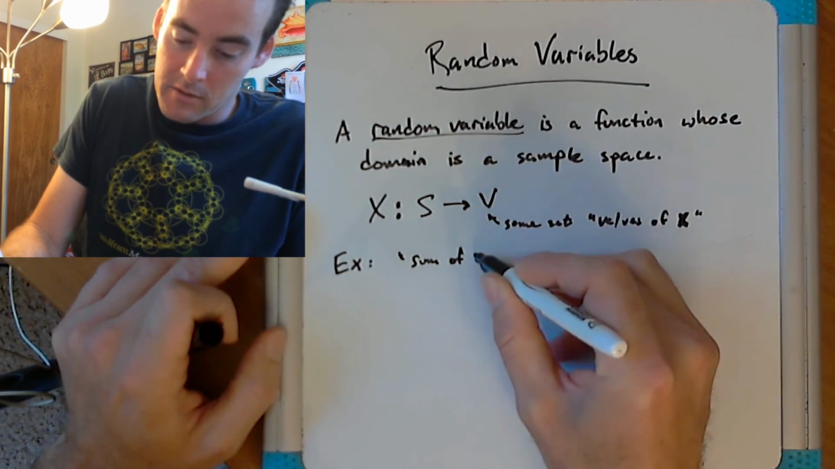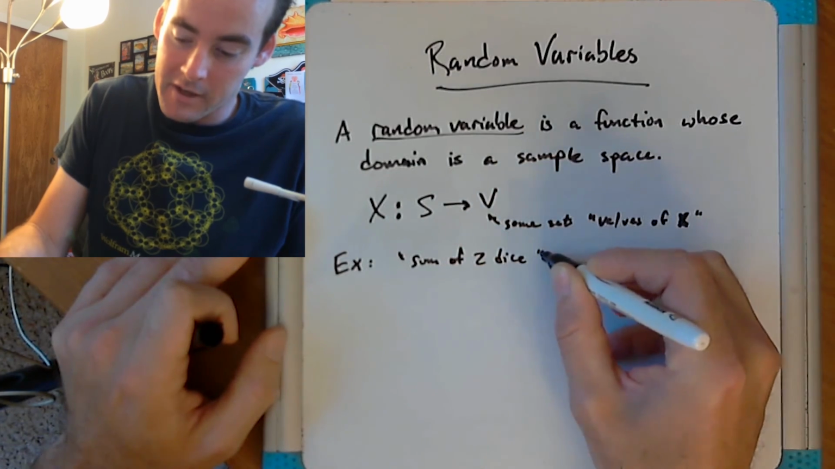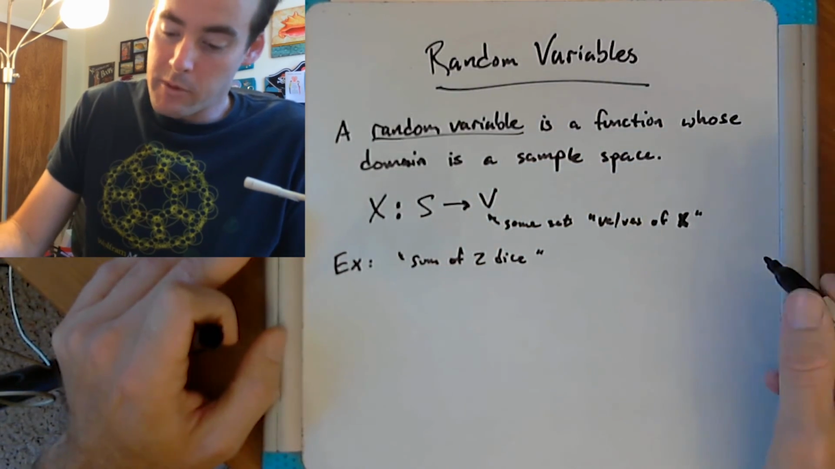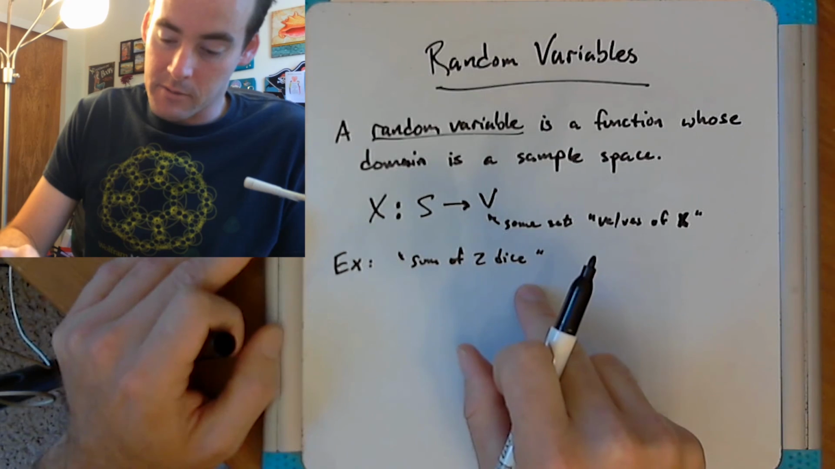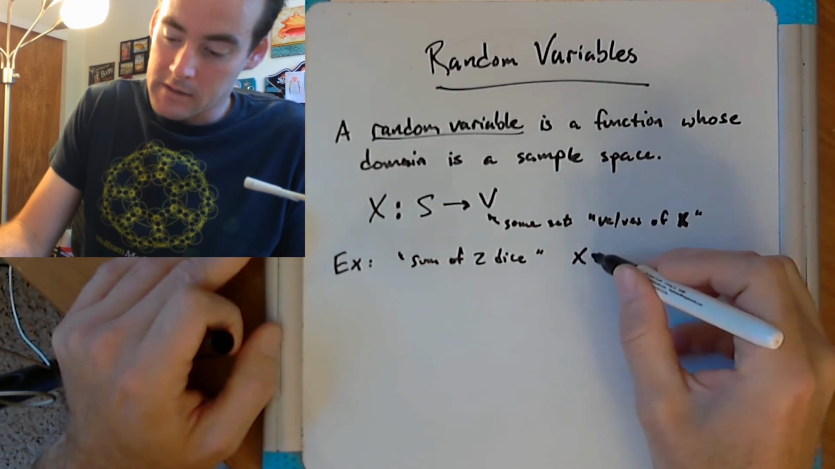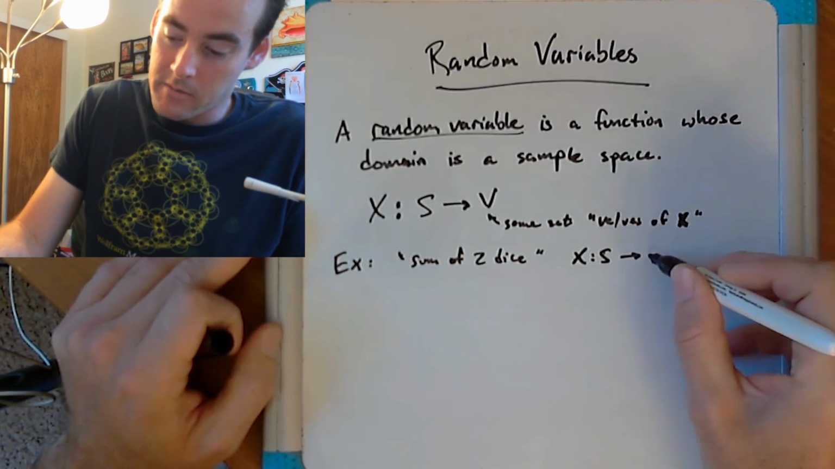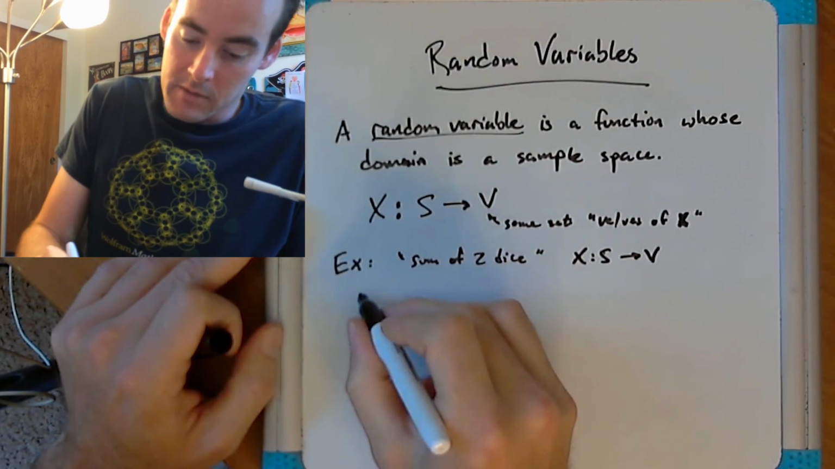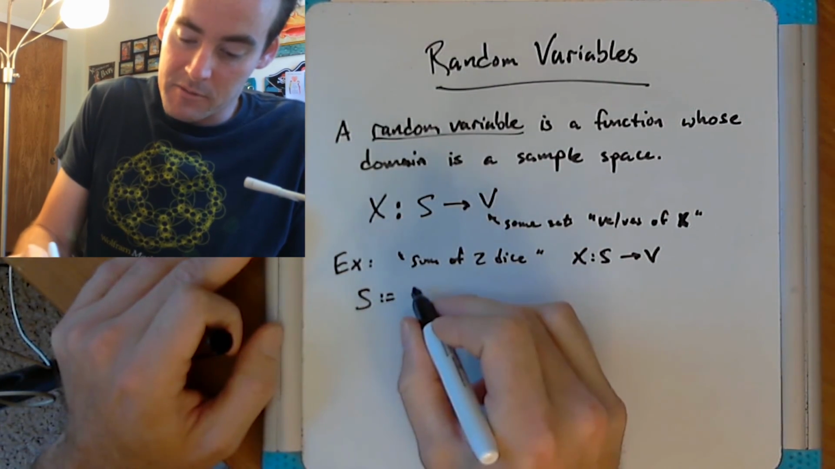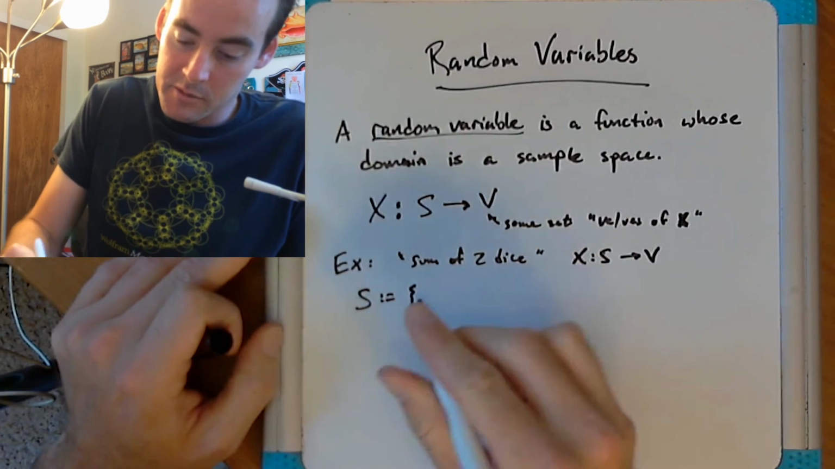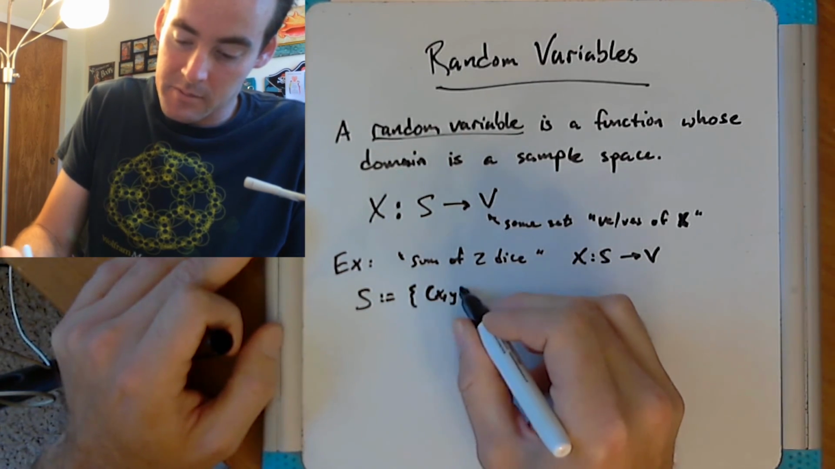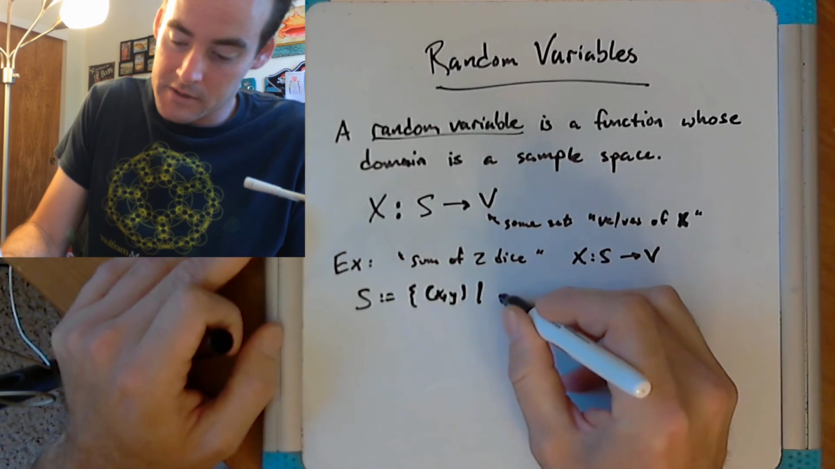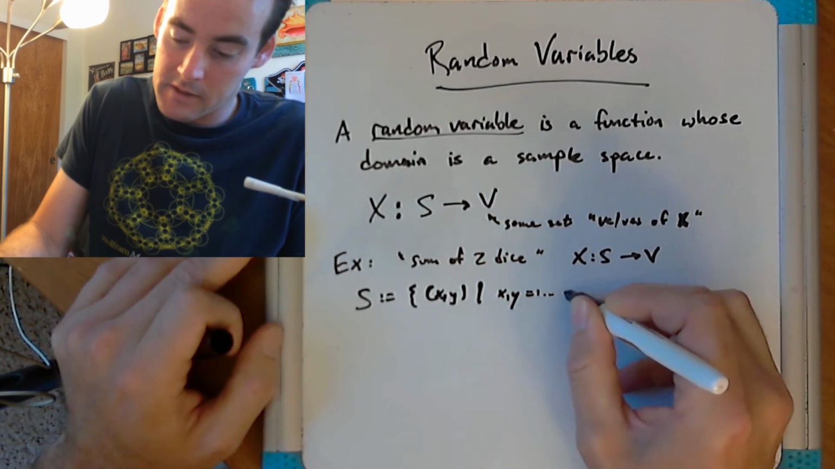Consider the sum of two dice example that I keep throwing at you. If we wanted to express this as a random variable, we would say X is a random variable that maps the sample space to some set V. If you're dealing with the experiment, the sum of two dice, then the sample space is, I'll just go back to my x and y notation, x and y go from 1 to 6.